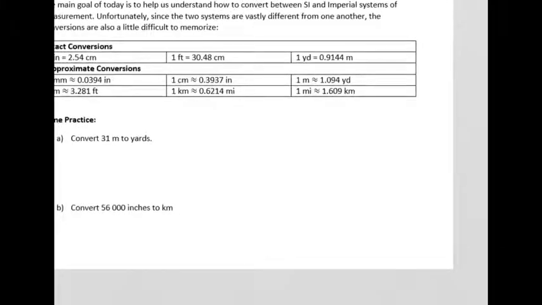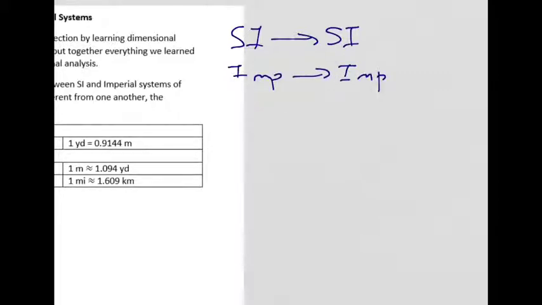In the previous sections, what we've been doing is going from SI units to SI units, right? Meters to kilometers, centimeters to millimeters, things like that. And we've also been going imperial units to imperial units. We just had a quiz on that. Feet to inches, yards to miles, things like that. Now, we're going to crossbreed these two units of measurement. We're going to go imperial to SI and back.